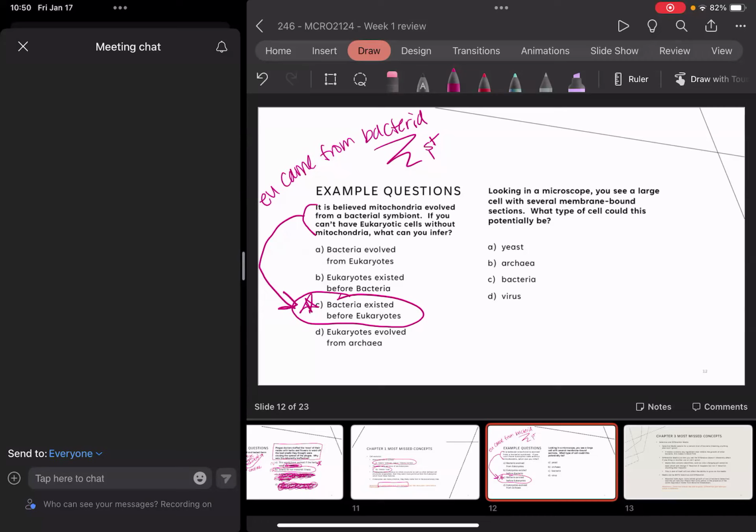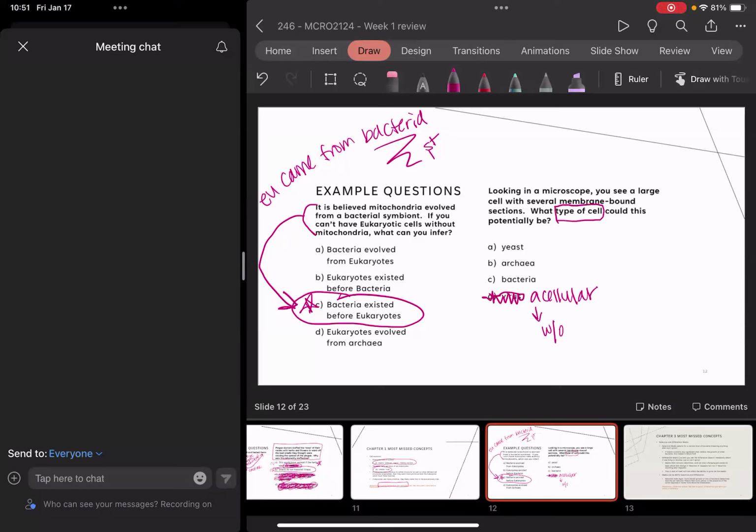Looking in a microscope, you see a large cell with several membrane-bound sections, little compartments that are surrounded by membranes. What type of cell would this potentially be? Could it be yeast, archaea, bacteria, viruses? In chapter 1, we learned that a virus is acellular. That means without a cell. Literally, we already talked about what A means, without. So it can't be that.